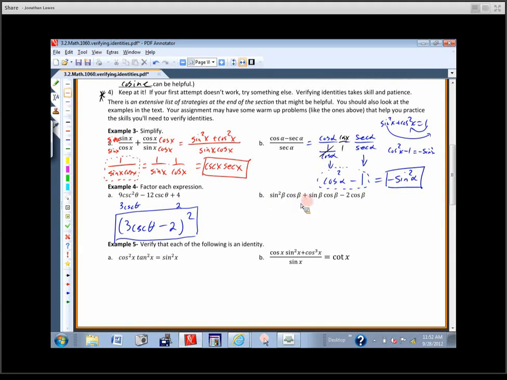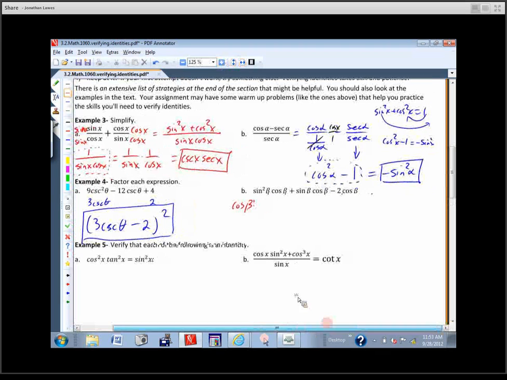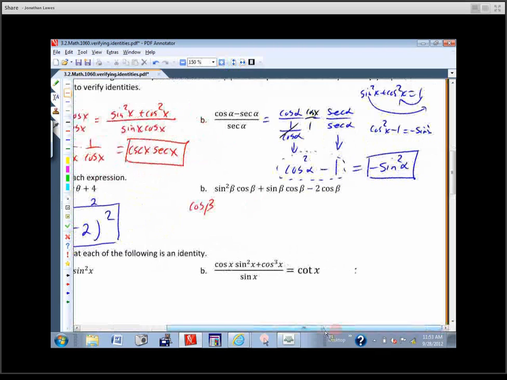One, two, three terms. Always good to remember the first rule in factoring: take out the greatest common factor. Do I have anything in common? Okay, so I have a cosine of beta. And I'm left with a sine squared beta plus a sine beta minus 2.